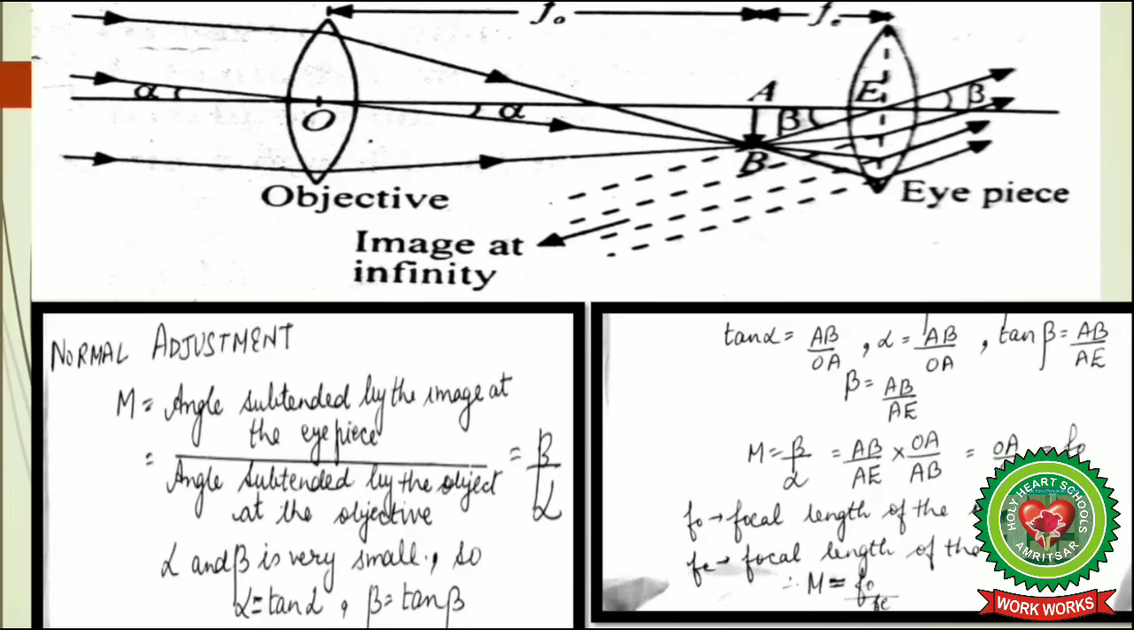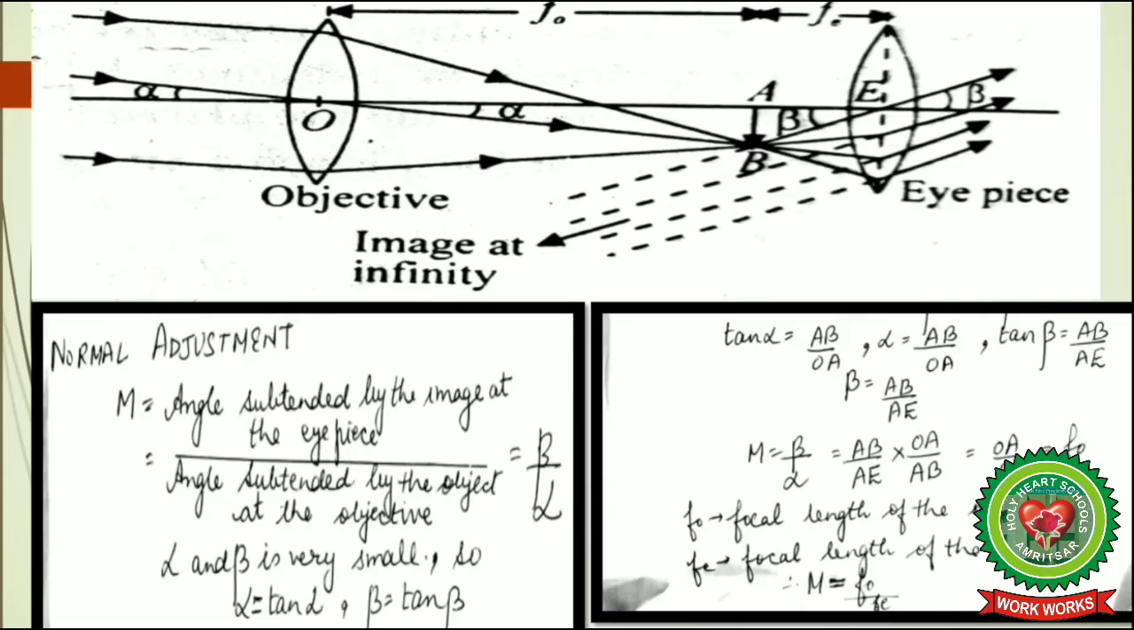The image is formed at f0, which is called as focus of the objective lens. Now this image acts as an object for the eyepiece. Now since this is kept at f0, so the image will be formed at infinity. We know that whenever the object is kept at the focus, the image always forms at infinity.